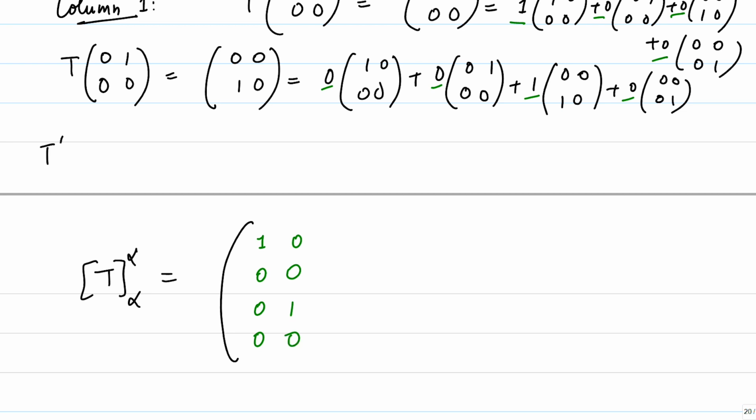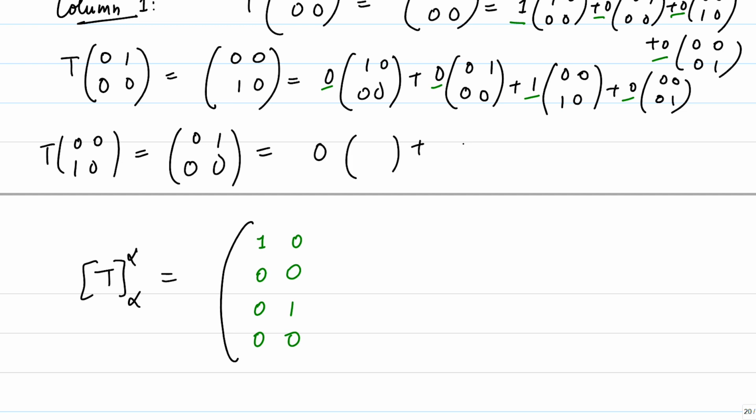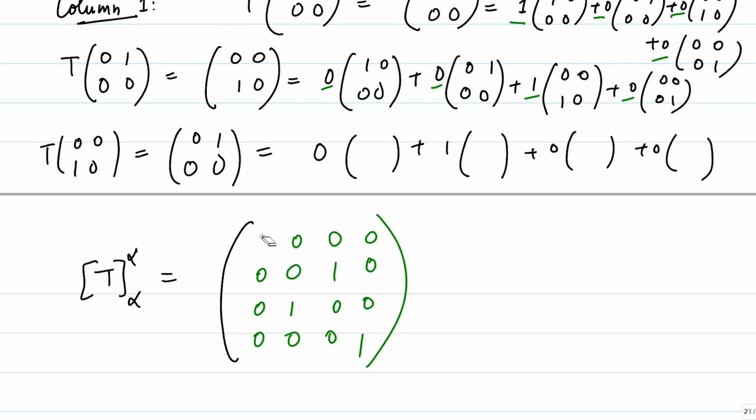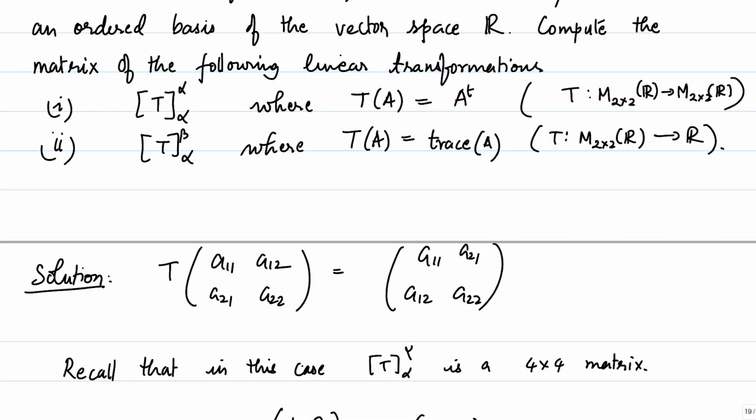How about T of (0, 0, 1, 0)? That's just going to be equal to (0, 1, 0, 0). That's just 0 times this plus 1 times this plus 0 times this plus 0 times this, whatever is there above. And from there, I'll take you to write this as (0, 1, 0, 0). And the final one, let me not write down, the computation is extremely similar, and this is exactly what the matrix of linear transformation T with respect to alpha is going to look like. Okay, so that is the first one.